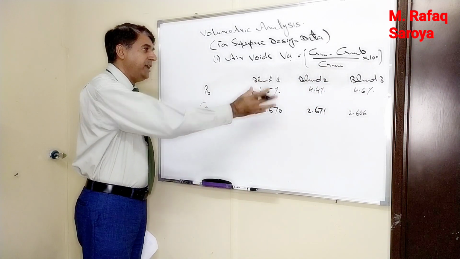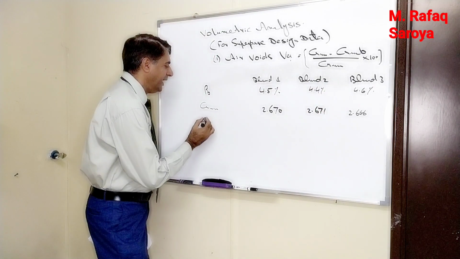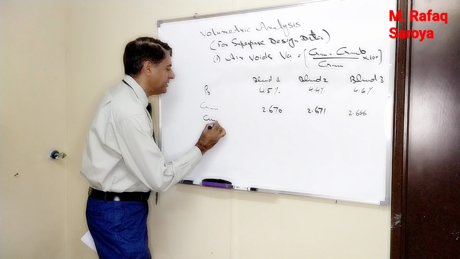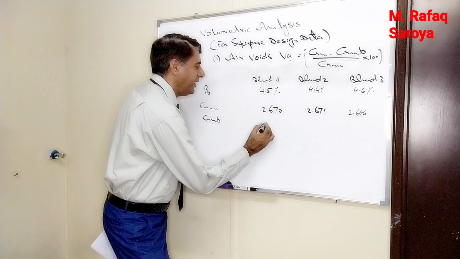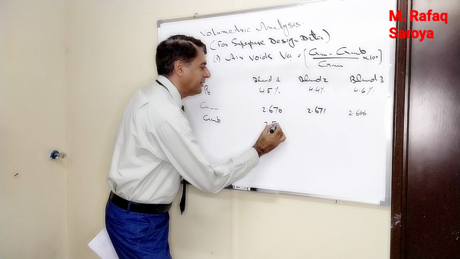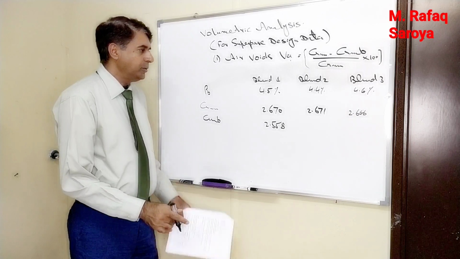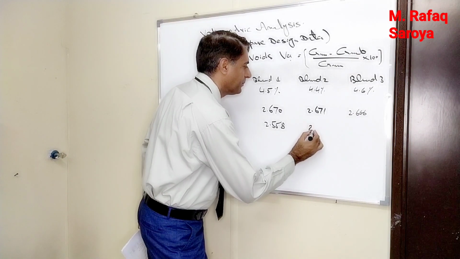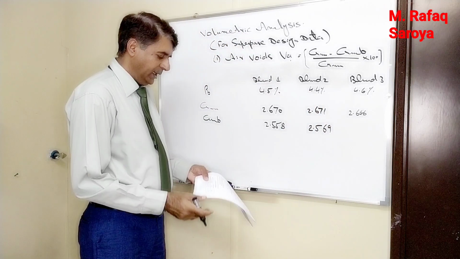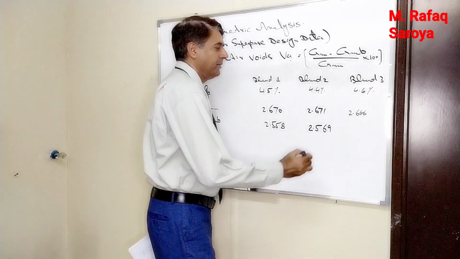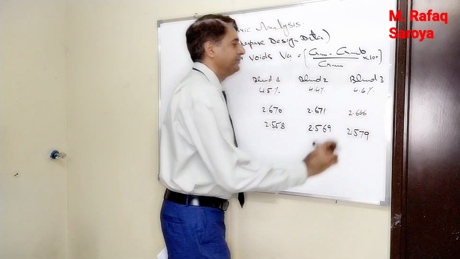Then we have prepared the mixture by using these amounts of the binder content, and the value of their bulk specific gravity comes out to be GMB. Here its value is 2.558. The second value is 2.569. And the third value is 2.579.